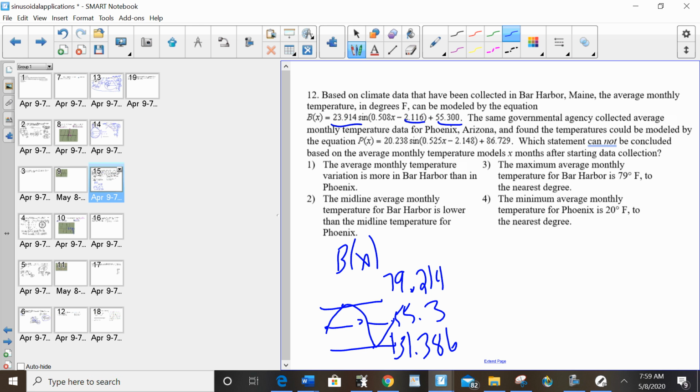And the period is always important. So the period is 2 pi over the frequency, which is 2 pi over 0.508. I guess I'll just do that as a decimal. So 2 pi divided by 0.508 is 12. I'll just call it 12.4.